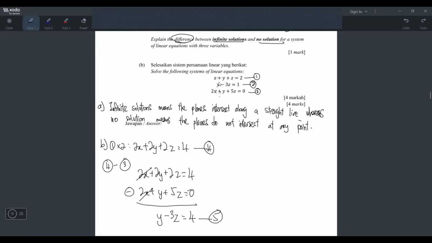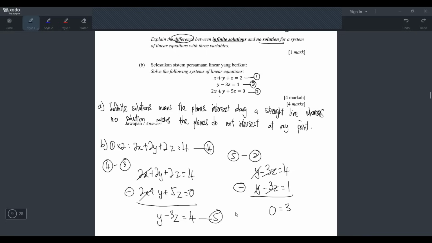I will use elimination also because I can see the y and y are already the same, and it's already arranged nicely. Or you can use substitution also, up to you. Equation 5 is y minus 3z equals 4, and equation 2 is y minus 3z equals 1. Since I'm trying to eliminate y, I will minus. So y minus y will be 0. Negative 3 minus minus 3 means negative 3 plus 3, you will get 0. So the left side, you will get 0. What about the right side? It's 4 minus 1, which is 3.